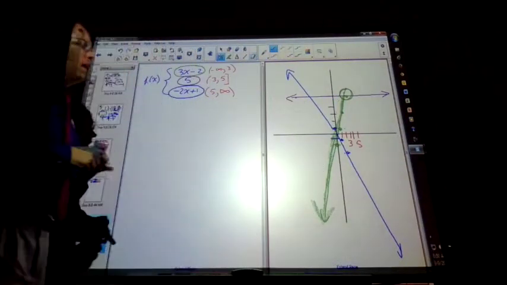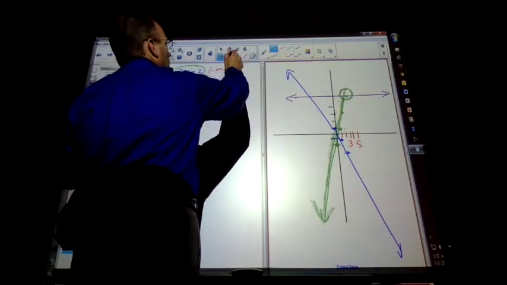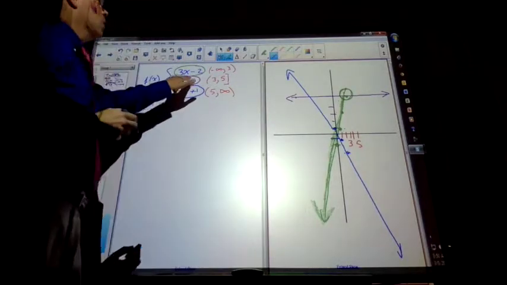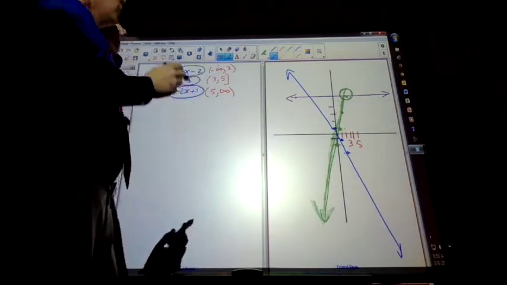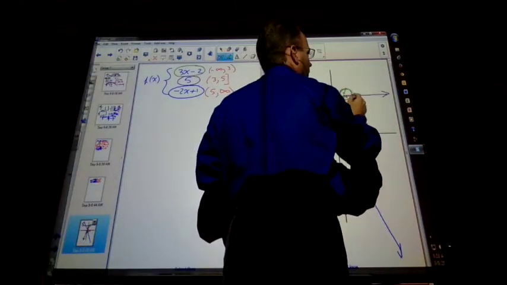Okay? So that's all of that green line that I need. Go back to the crayon. We'll go with the purple. The purple of 5. I'm going to go between 3 and 5 with a purple.